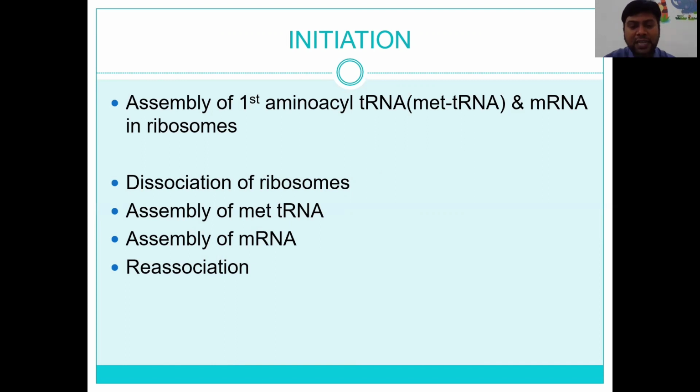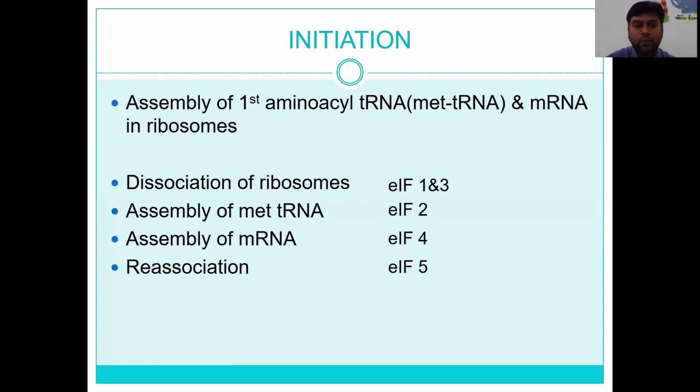Each one of these steps is facilitated by specific protein factors, which are called eukaryotic initiation factors. The first step is aided by factors 1 and 3. The second step is done by factor 2. The third step is factor 4, and the last step is factor 5. Now we will see in detail how each one of these factors helps in carrying out the various steps involved in the initiation process.